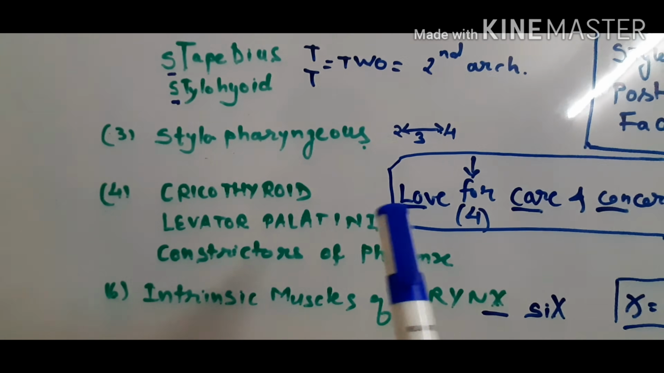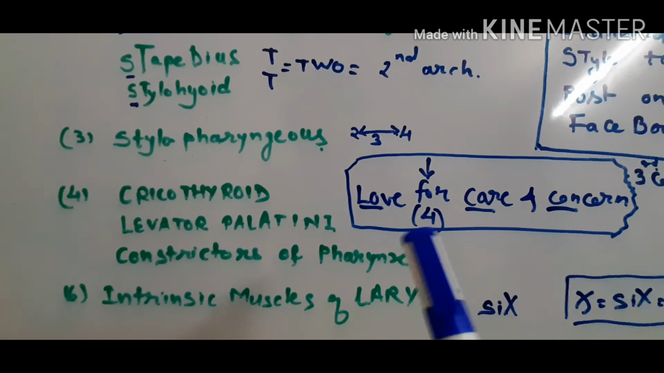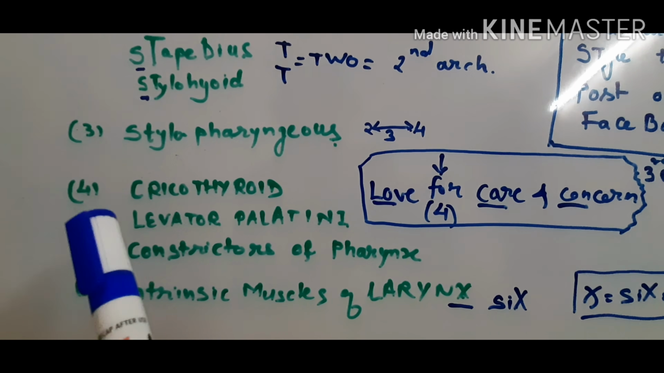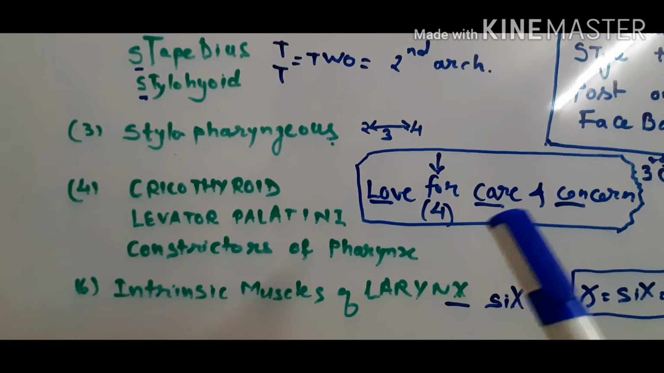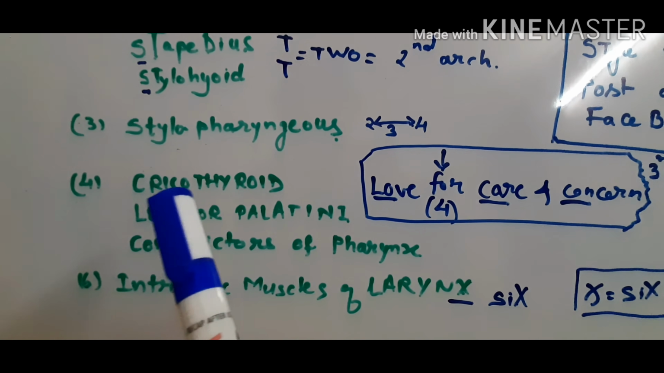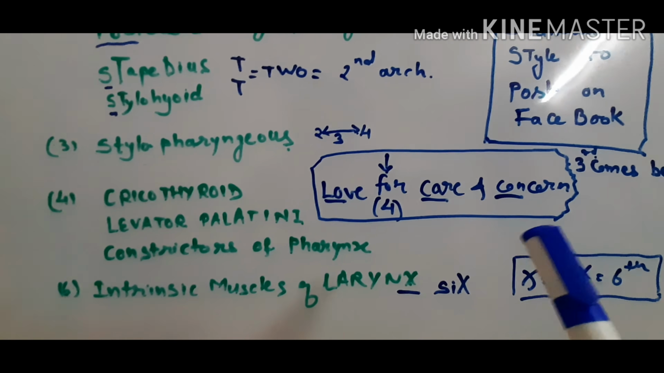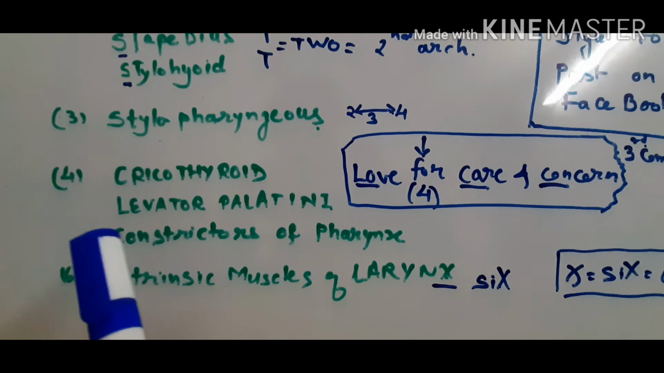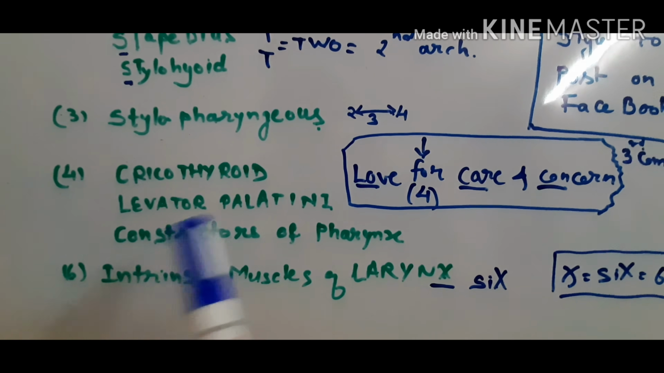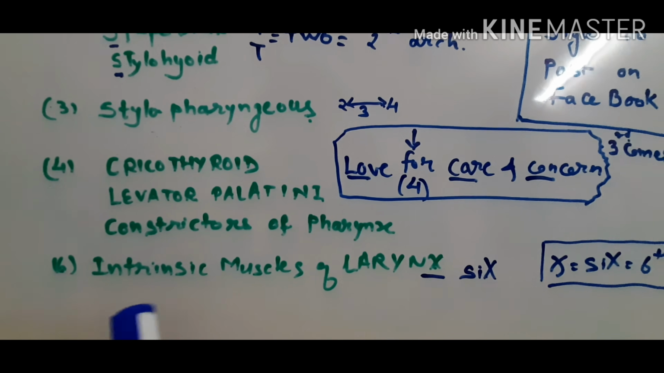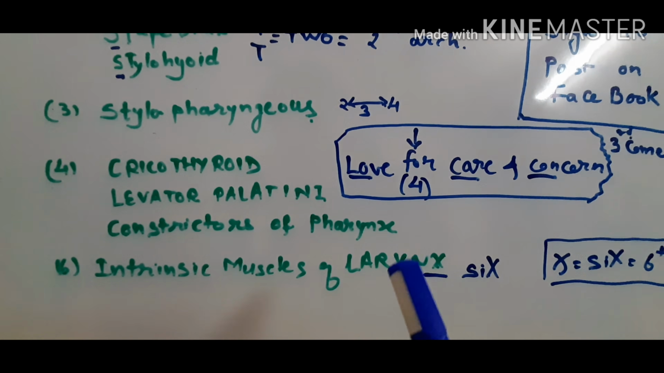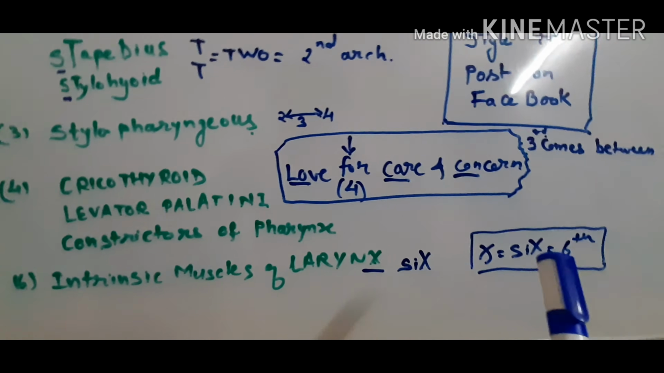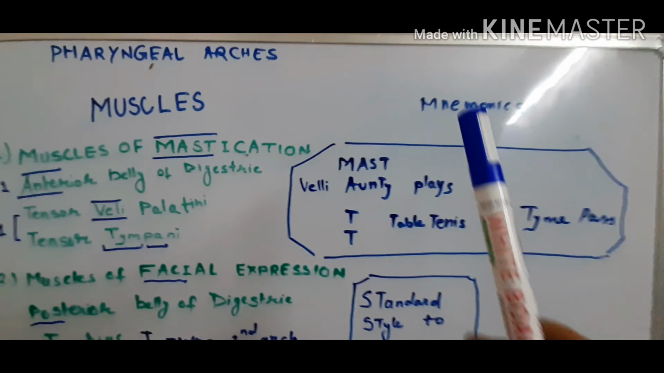Then comes the cricothyroid, levator palatini, constrictors of pharynx. You can learn it like love for care and concern. Love means levator, and for means 4, fourth arch is related to 4. Care is related to crico, care, crico, sounds similar. And concern, CON, and here CON, constrictors. So love, for, care and concern, this is the fourth arch. And sixth is intrinsic muscle of larynx. Here we will pick X, and X comes in the spelling of 6, so X is equal to 6 is equal to sixth arch.